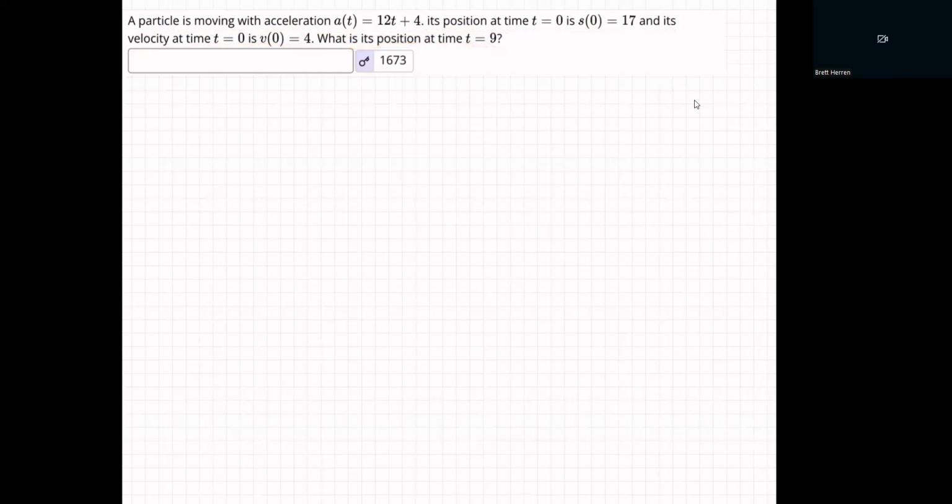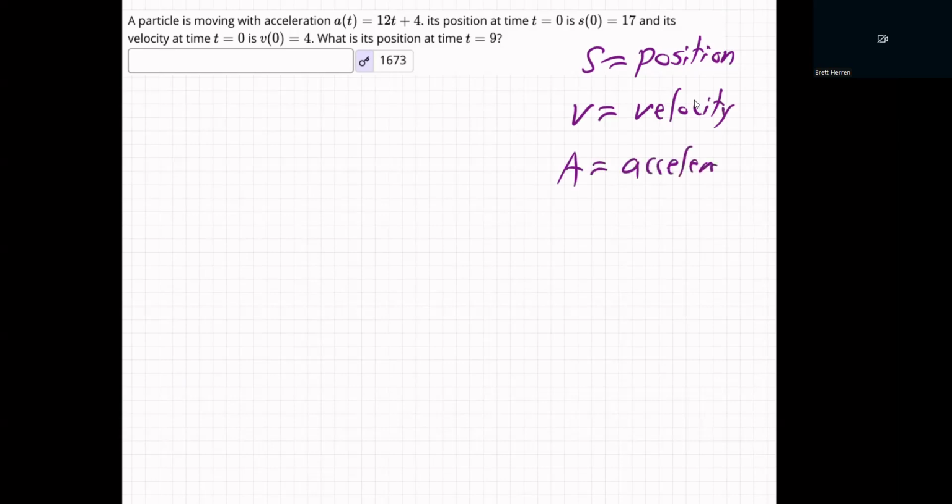Okay. Well, first off, we got another relationship between these. So I'll put it over here. So S, which is what we always use for position. I don't know why we use S for position, but V is velocity and A is acceleration. So these are by derivative. So if you take the derivative of position, you get velocity, and the derivative of velocity, you get acceleration.